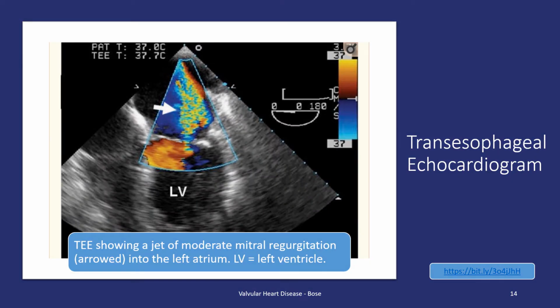This is an image showing a transesophageal echocardiogram where the arrow is pointing towards a jet of moderate regurgitation in the mitral valve into the left atrium from the left ventricle during the ventricular systole.